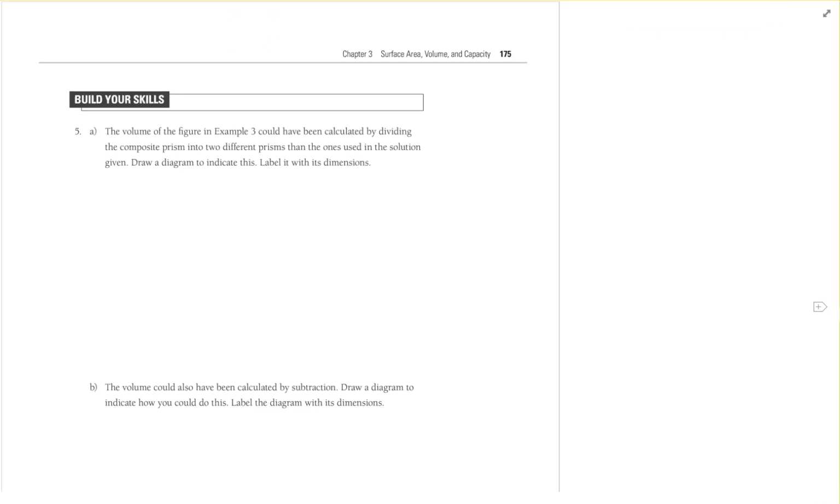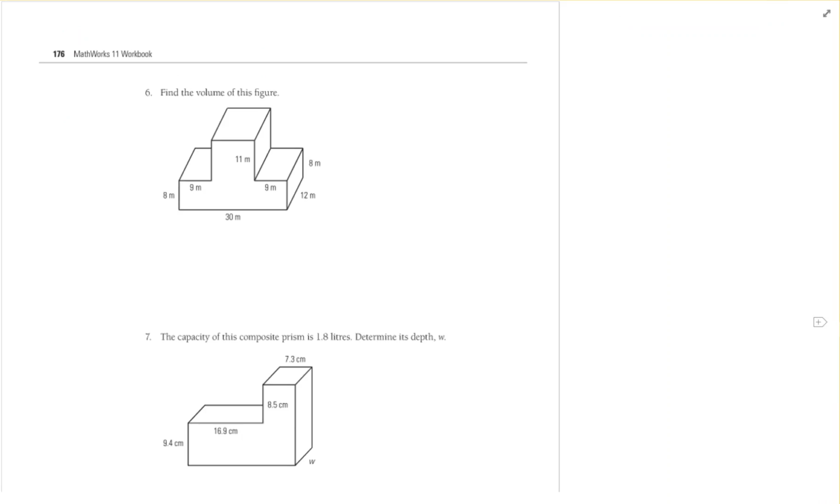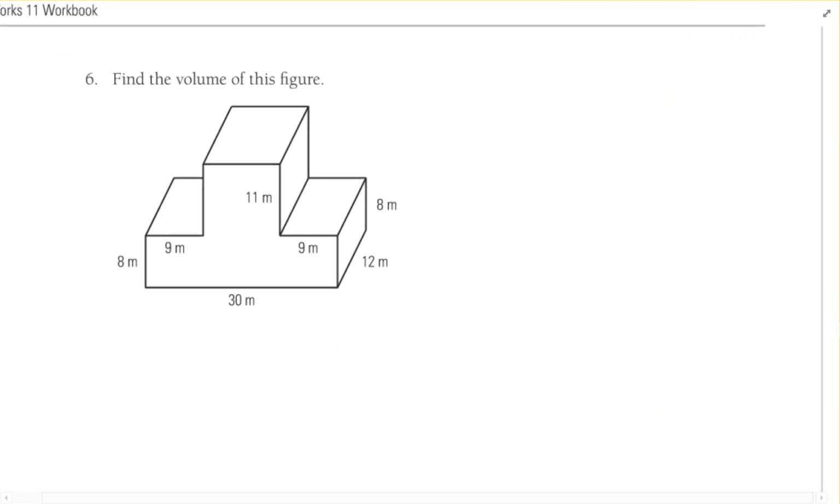I'll let you skip number 5, and we'll go straight into the questions starting at number 6. This one says, find the volume of this figure. What we want to do with these questions is break this up into different parts. We could break it up into 3 prisms, or make it a little bit easier and break it into a prism from there to there, and then find the volume of this one and the volume of this one.